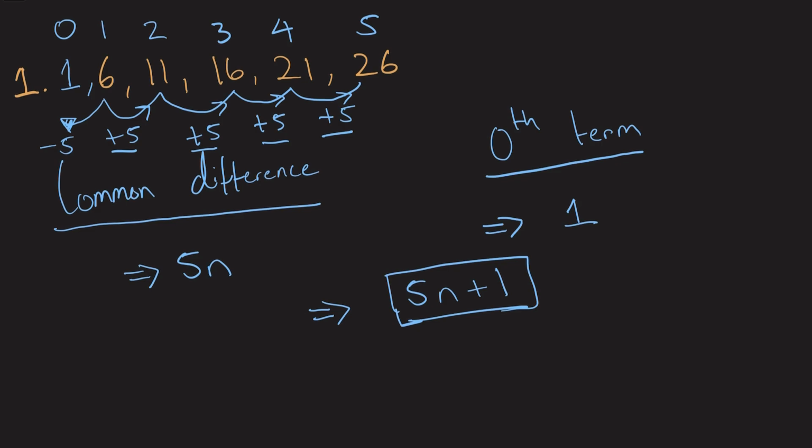So why do we write n? n is important to write because the n represents the position in the sequence. So n is the position in the sequence.